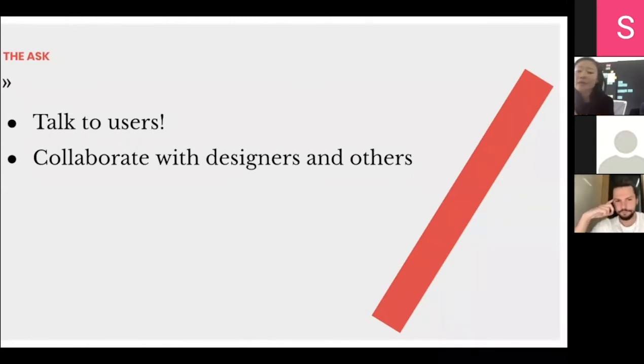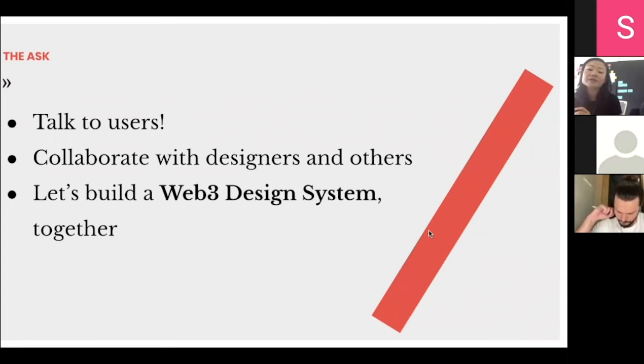I would say collaborate with designers and others. Blockchain by nature is such a multidisciplinary field. You have economists and technologists and designers and philosophers coming together, and I think it's by nature designed for a lot of collaboration. So I hope we do more. And last but not least, let's build a Web3 design system together. I would love to see modular building blocks of best practices, from wallets to transactions to games, any of that. And I think we have to do that together, like we did with the bicycle.